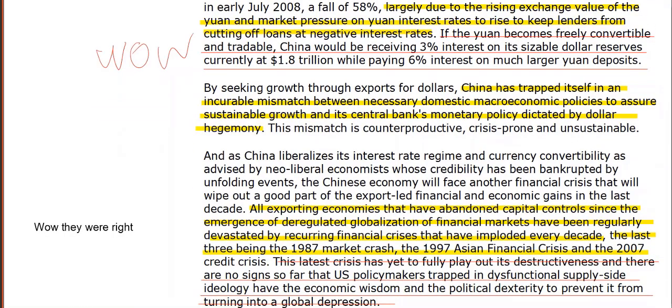By seeking growth through exports for dollars, China has trapped itself in an incurable mismatch between necessary domestic macroeconomic policies to assure sustainable growth and a central bank's monetary policies dictated by a dollar hegemony.